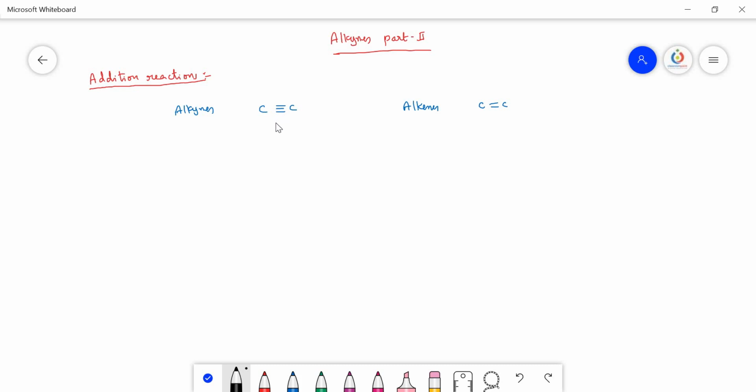So actually, alkynes look like a very rich source for the electrophilic attack. So what we expect is that alkynes are more reactive than alkenes because of the availability of more electrons towards the electrophilic addition reaction. But in reality, alkenes are more reactive than the alkynes. Let us see the reason why.